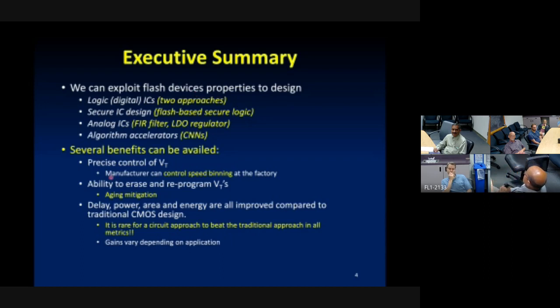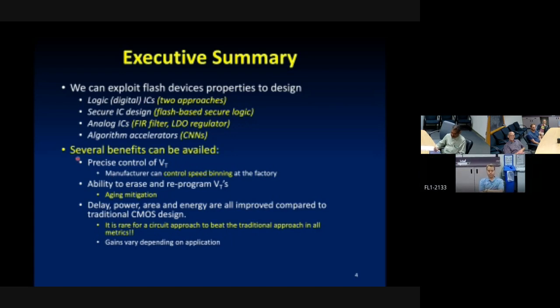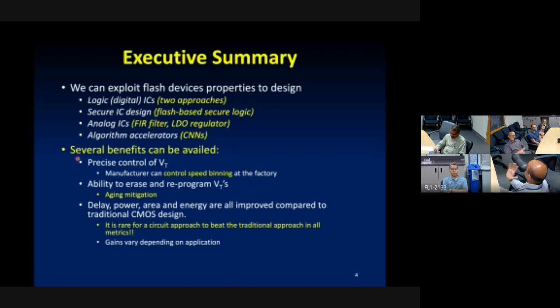Now, what benefits can we get for that? Like I said, the first benefit, which we already talked about, is a precise control of the threshold voltage, which allows me to manufacture the chips with precision. So the yields will be much more. But even better, the manufacturer can control the VT and therefore the speed of the chip. And so they can select, let's say, 20% of the chips to be faster. They sell those at a higher price. The other chips, they sell at a lower price. So they can tune the speed binning, and that's how they sell more and less expensive parts, right? But now you can control the speed binning.